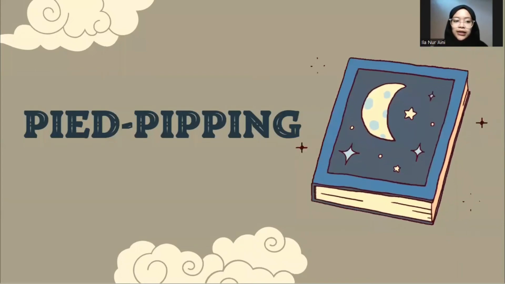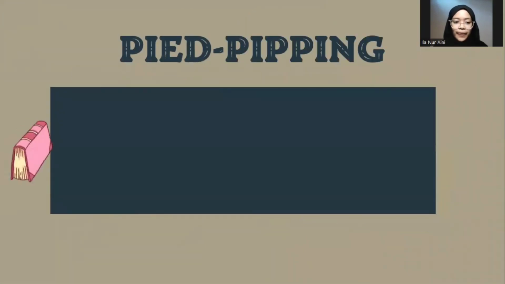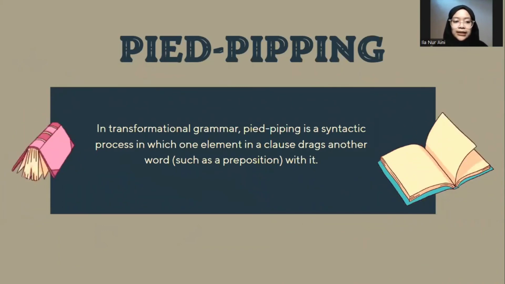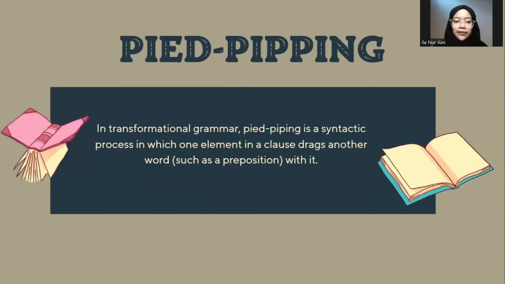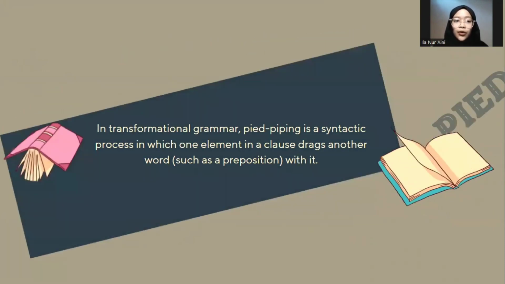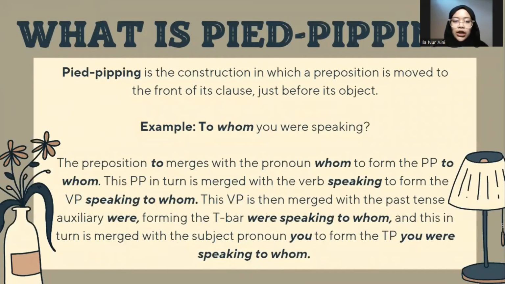So the last topic is about pied-piping. In transformational grammar, pied-piping is a syntactic process in which one element in a clause carries another word, such as a preposition, along with it. So, what is pied-piping? Pied-piping is the construction in which a preposition is moved to the front of its clause, just before its object. I choose an example: to whom you are speaking.